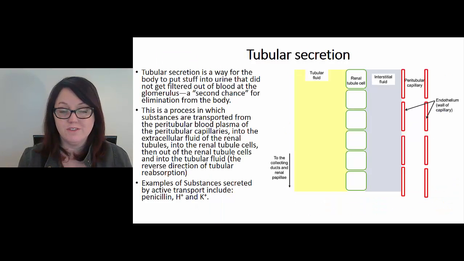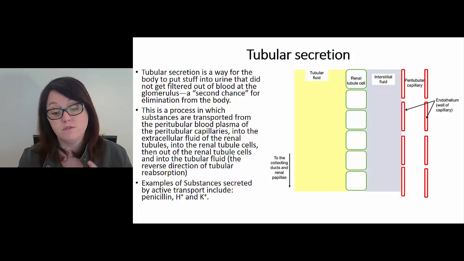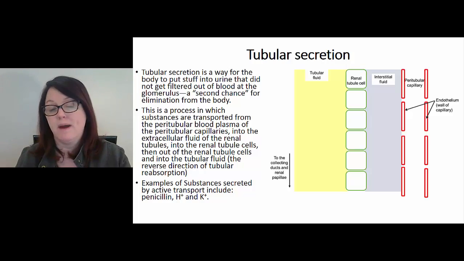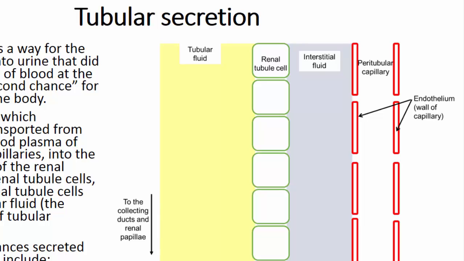So tubular secretion is essentially the opposite of tubular reabsorption. With tubular secretion, we have like a second chance to take bad stuff that is still in the blood and put it into our tubular fluid. So sometimes the process of filtration is not perfect, and there are still bad things in the blood that need to be outside the body. So the process of tubular secretion is a way to take this bad stuff out of the blood and put it into the tubular fluid for excretion.